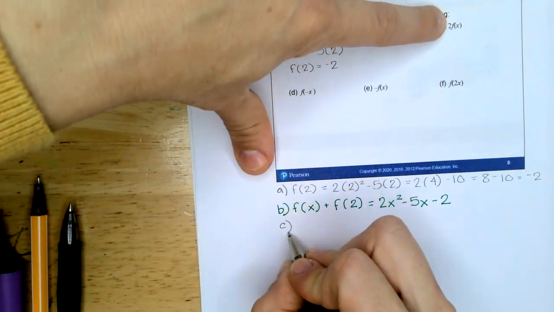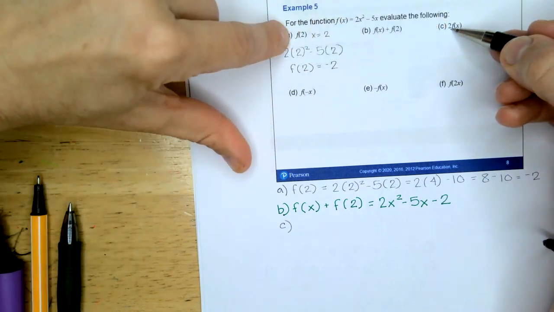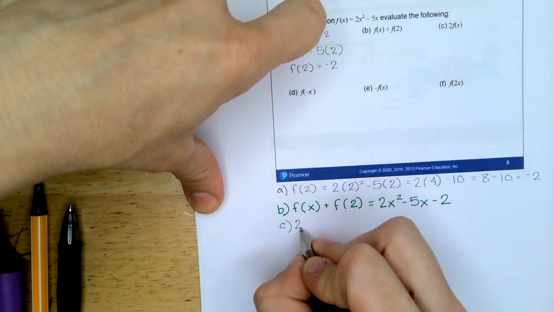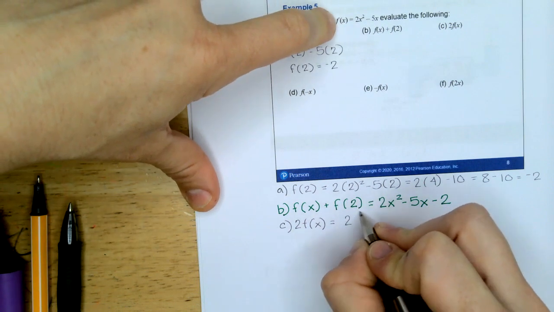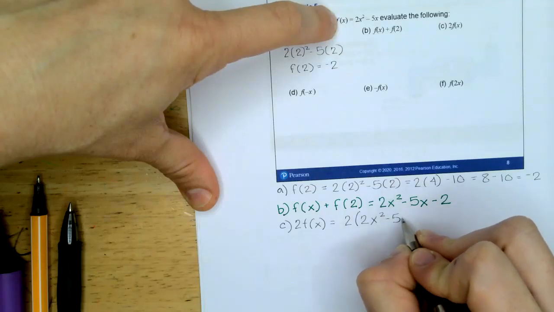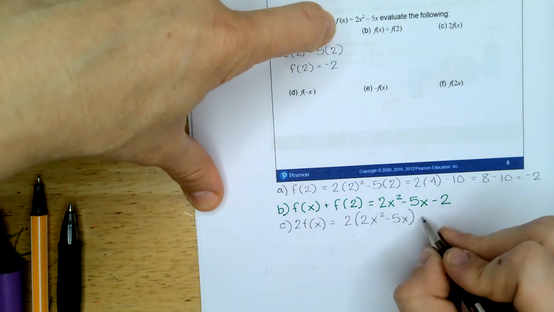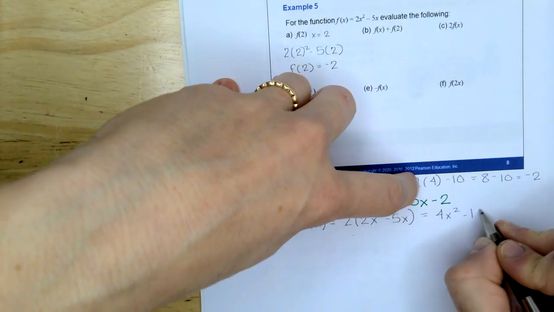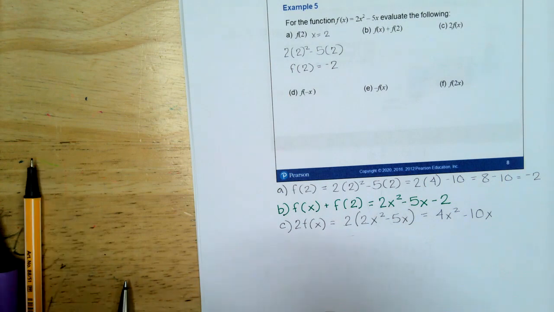See? 2 times f of x. That's not saying that we're replacing x with 2. That would be that one. That one we replaced x with a 2. 2f of x means we're going to take a 2 and put it outside of f of x. f of x is still 2x squared minus 5x. But we're going to distribute a 2 to both the 2x squared and the negative 5x. 2 times 2 is 4x squared, and then 2 times a negative 5 is a negative 10x. Good? So that's 2f of x.